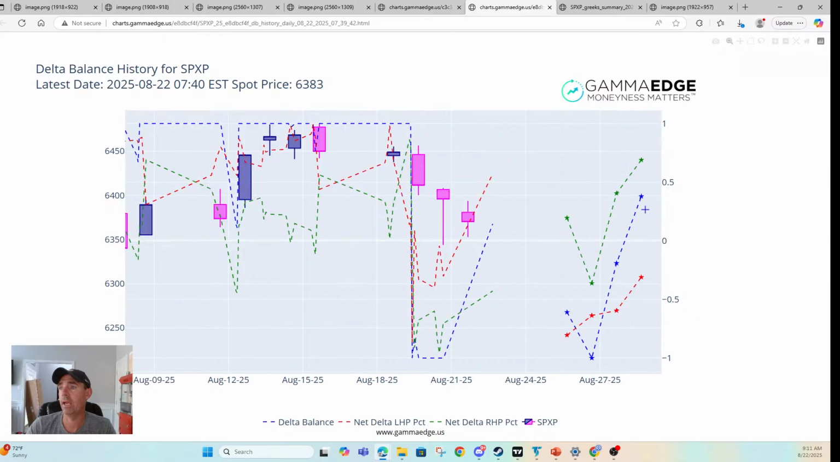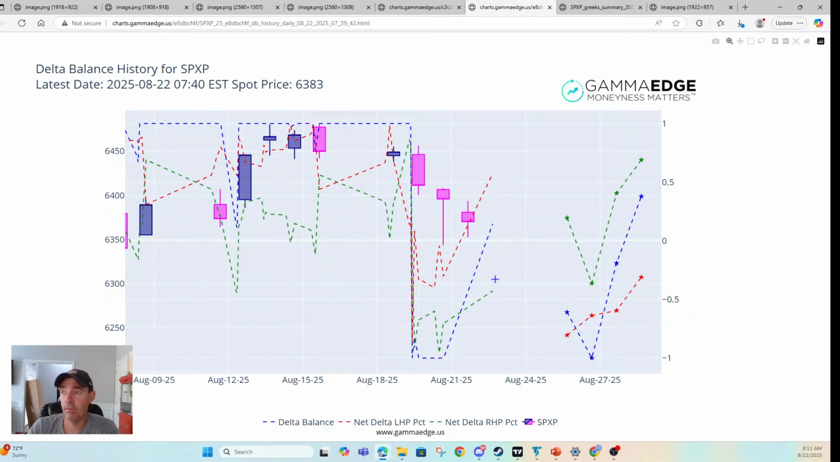Delta balance heading into next week, it's really kind of a mess. We may see a short-term bounce today, so let me get you orientated. The red is the left-hand plane below spot price. That's indicating out of the money put speculation or in the money calls. The right-hand plane is the green dotted line. That's our out of the money call speculation or in the money puts above us. You want to see this start to move above zero, indicating out of the money call speculation overriding the in the money puts. And obviously you want to see the delta balance heading above zero.